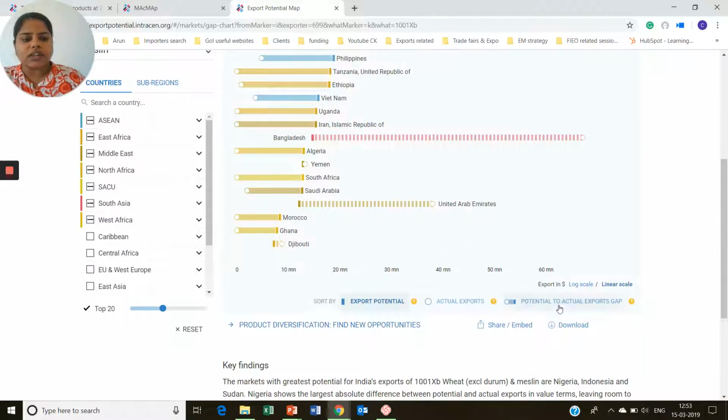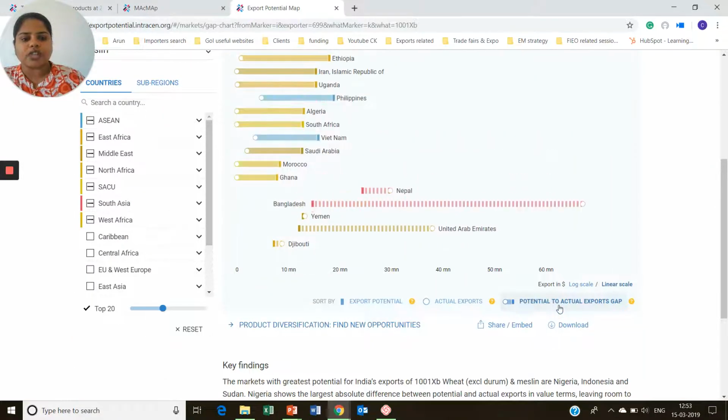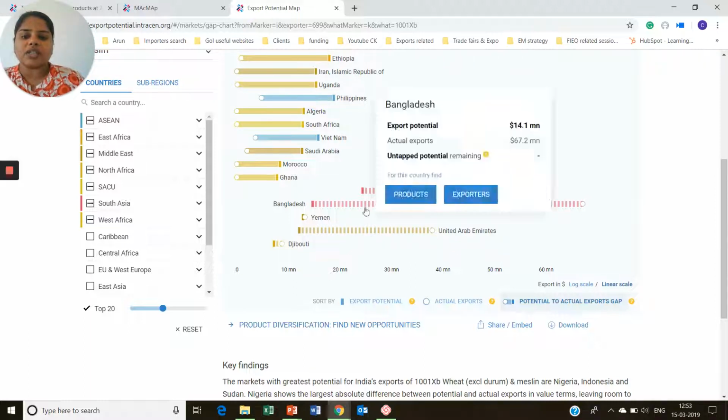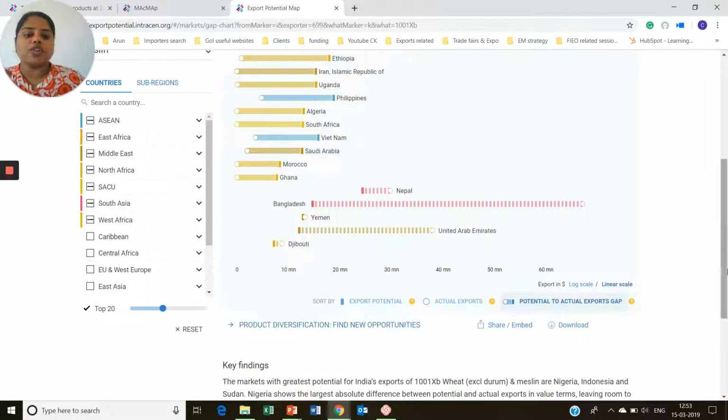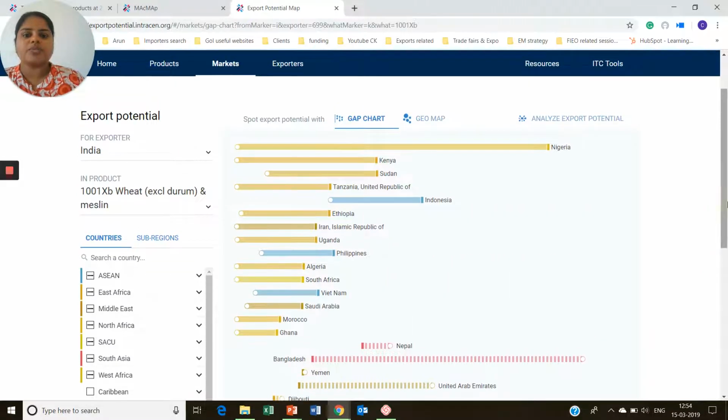In this, I'll click on potential to actual exports. That means India might be exporting a huge quantity to that market, but in future it may not have a good opportunity in that market because the market will be saturated. Already here Nepal is getting saturated, Bangladesh is getting saturated. So if you are thinking to export to Nepal or Bangladesh just because a large quantity is going to that market, you have to be very price competitive. You should have a very strong network in that market.